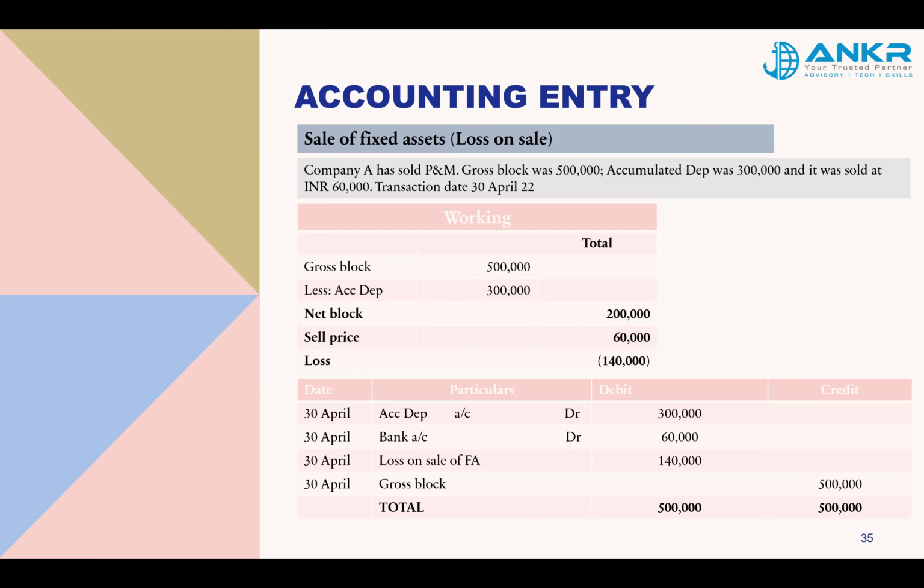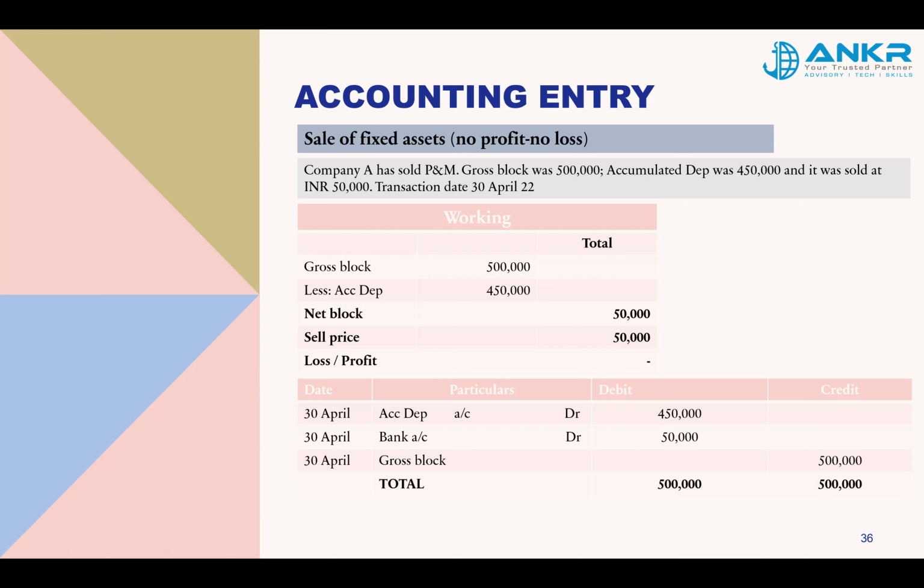What will be the entry again? You will close the accumulated depreciation account completely, 3 lakh rupees. You will debit the bank because you are getting the money, 60,000 rupees. Bank balance is increasing. And you will credit the gross block because you have sold this asset completely, by 5 lakh rupees. And all losses are debited, right? So loss on sale of fixed asset is 1,40,000. Again, total this entry and you will get 5 lakh rupees, right? Loss on sale of fixed assets.